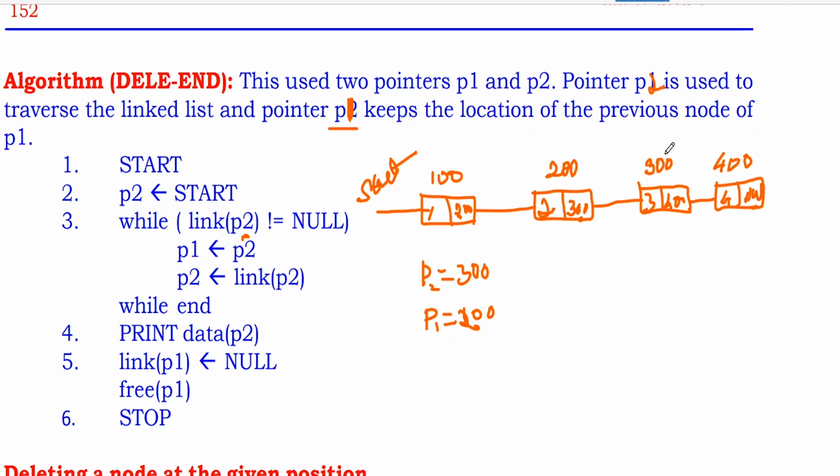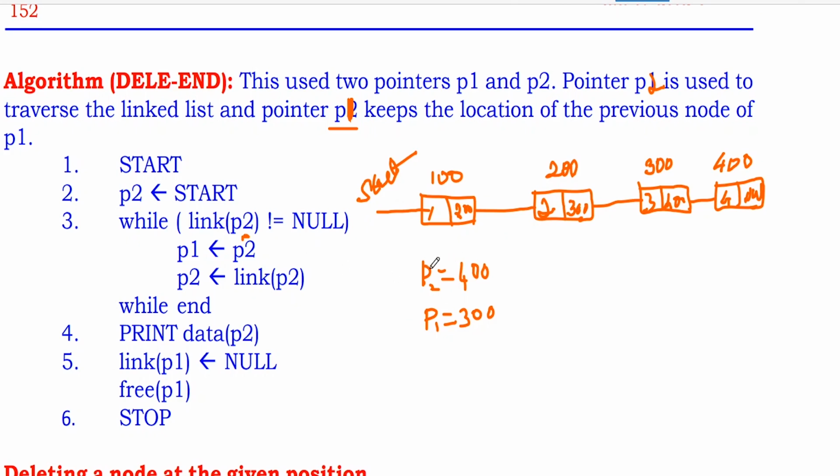P2 is here. Link of 300 is 400, not equal to null. So therefore I copy P2 to P1. P1 was 200, and it is replaced by 300. Next, P2 will be link of P2. P2 is 300, link of P2 is 400. So now 300 changes and becomes 400, correct? Not difficult. Now 400 is not equal to null, so we repeat.